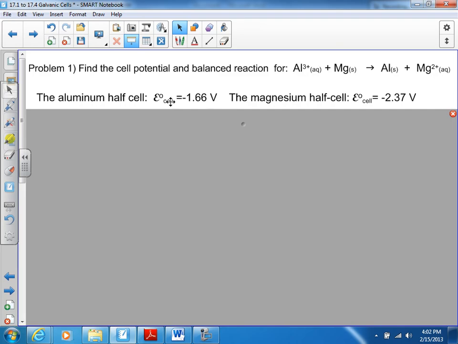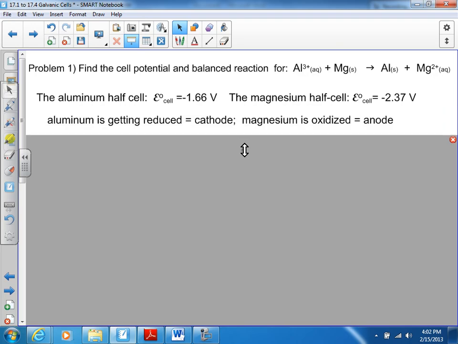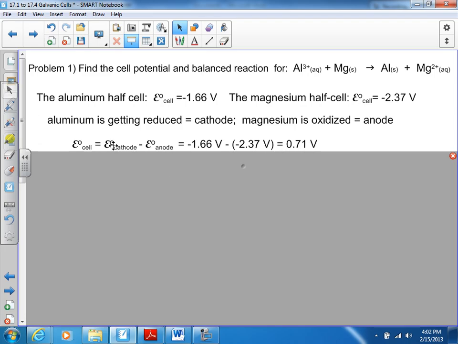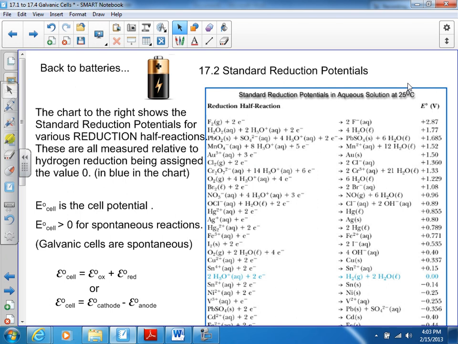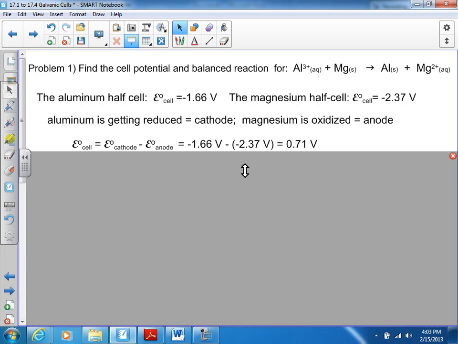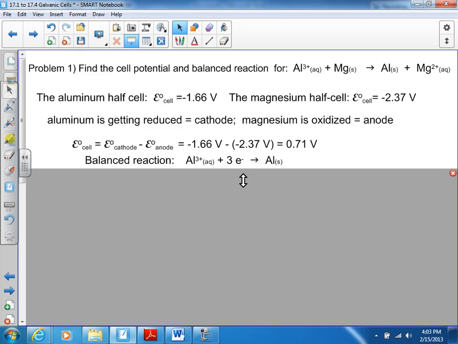Aluminum, magnesium. Now we have to figure out the cathode and the anode. Magnesium got oxidized. Oxidation is the anode. Aluminum got reduced. Reduction is the cathode. And remember the equation? E cell is the cathode minus the anode. Remember, these are reduction potentials. If you are oxidizing something, you change the sign. Whatever is getting oxidized, you change the sign. So you could say E cathode minus E anode. And we just plug it in, and here we go, 0.71 volts.